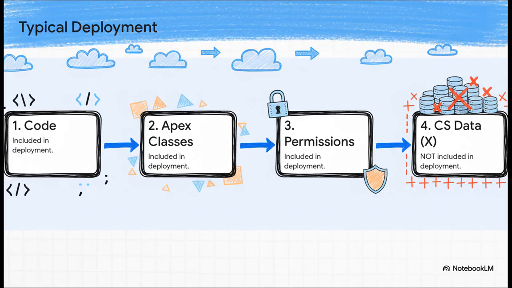So, think about a typical deployment. You're pushing your code, your Apex classes, your permissions, everything's looking good. But wait a minute, look at that list. What's missing? The actual data inside your custom setting. It just gets left behind. That X you see there, that's not just a checkbox you forgot to tick. That's a broken feature just waiting to blow up in production.